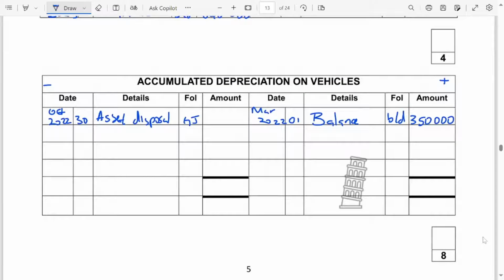accumulated, because when we are calculating a depreciation, the depreciation has to increase the accumulated depreciation. So we have to come here and write 30 October, 2022. So with depreciation for the asset being disposed, so it is 42,000, right?